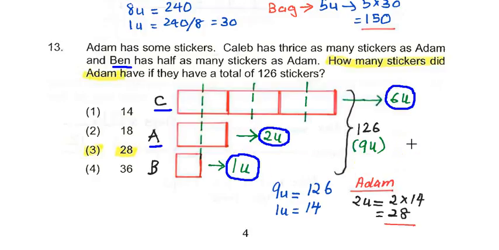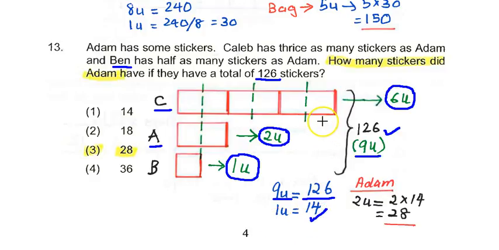Now what is their total? This is given. Total is 126 stickers. It means this 9 units here, 6 plus 2 plus 1, is 9 units, which is 126. So the most important thing to do is to find 1 unit. 9 units is 126, so 1 unit is 14. Right?